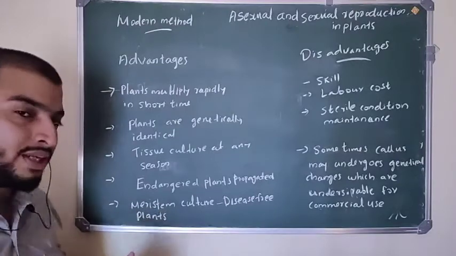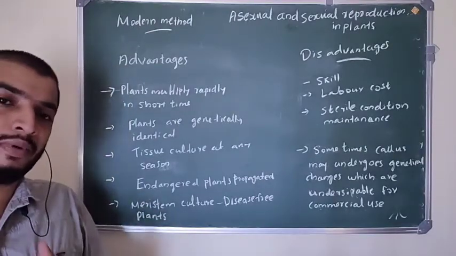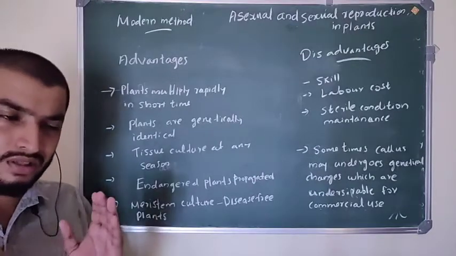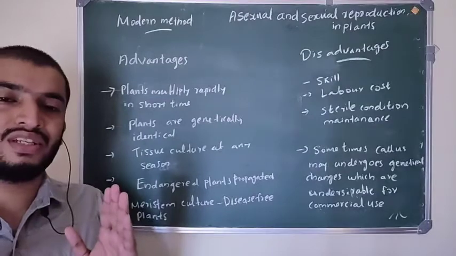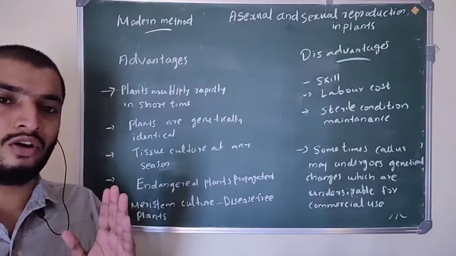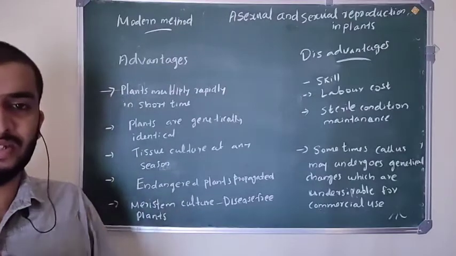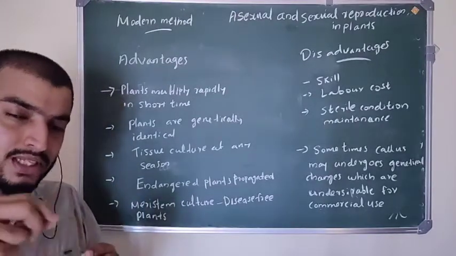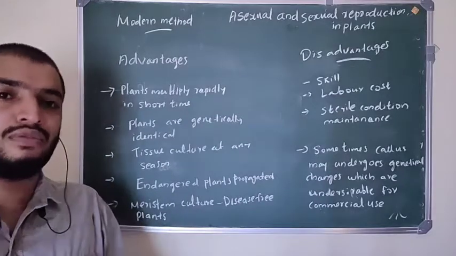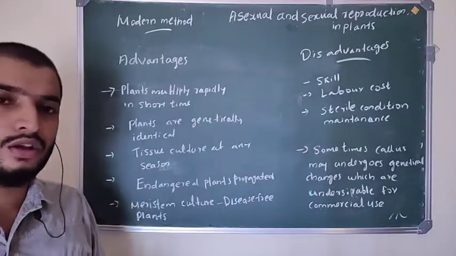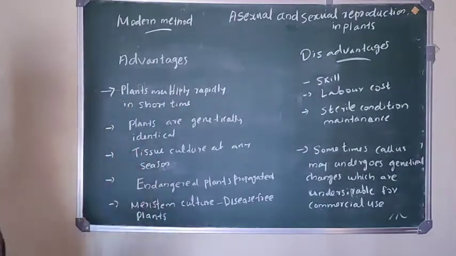And also meristem culture, a type of micropropagation, by which we can develop disease free plants, because plant viruses cannot infect meristem cells, as they are actively dividing cells. If you take meristem cells and culture them, we can develop disease free plants. That is called meristem culture. So these are the advantages.